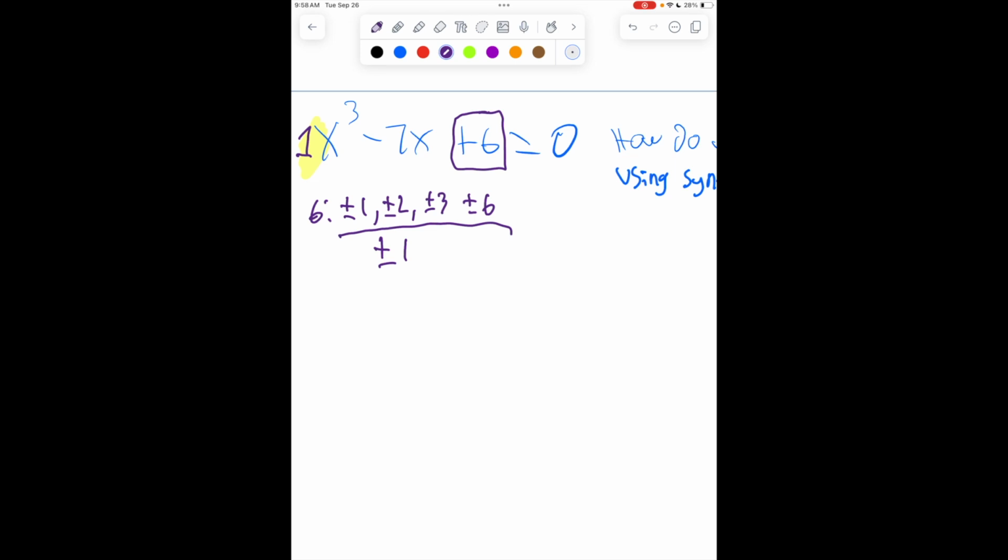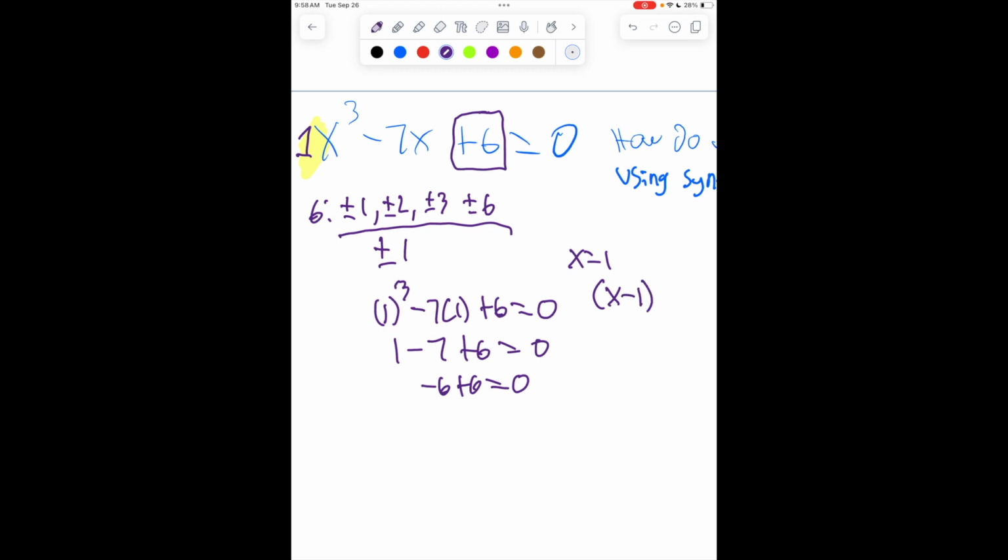plugging it in. If I plug it into my equation, I get 1 to the third minus 7 times 1 plus 6. That's 1 minus 7 plus 6, which is -6 plus 6 equals 0, a true statement. So I know that when x equals 1, it is a factor because it equals 0. However, when you write it, if x equals 1, the factor is really x minus 1, because if we set that equal to 0, 1 minus 1 gives us 0.